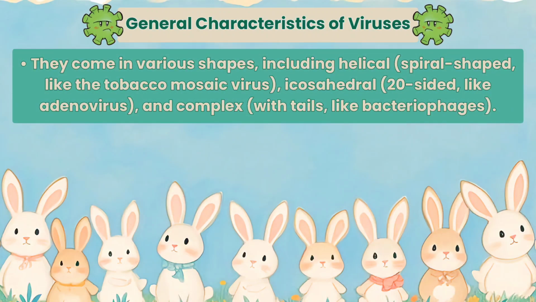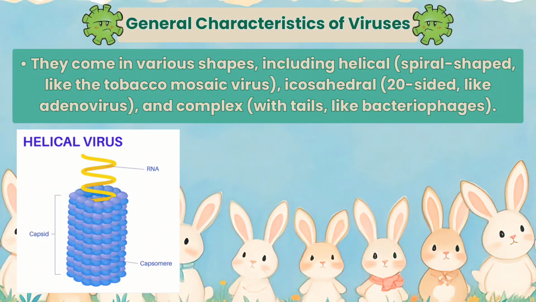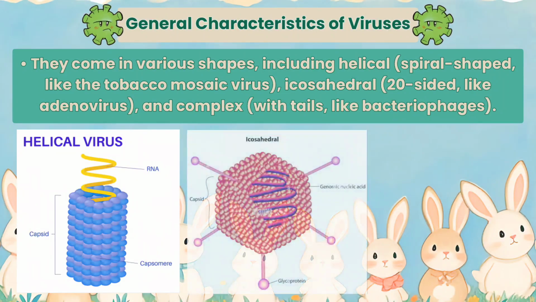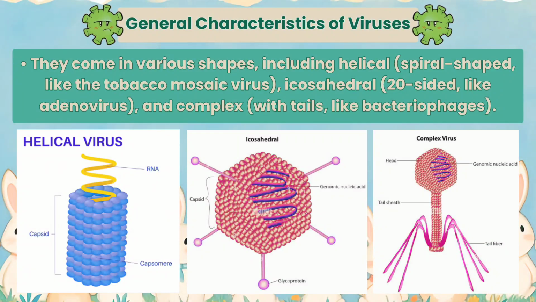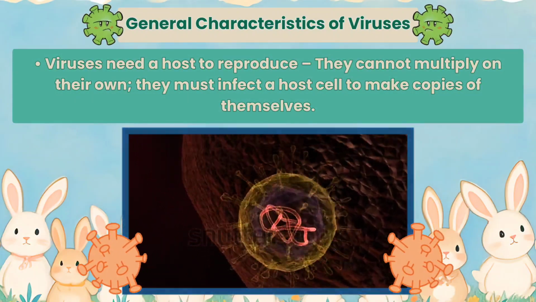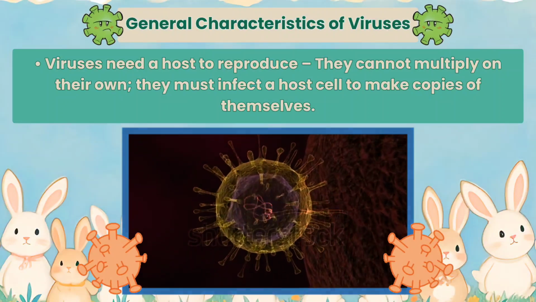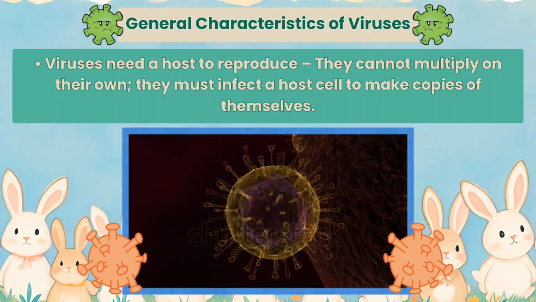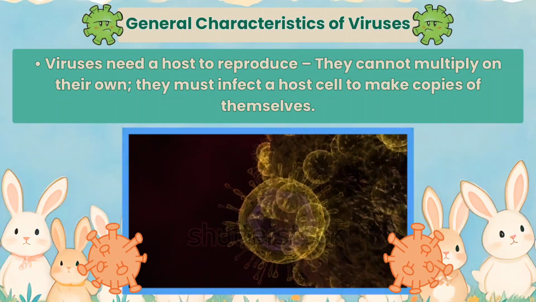They come in various shapes, including helical, a spiral shaped like the tobacco mosaic virus; icosahedral, a 20-sided shape like adenovirus; and complex with tails like bacteriophages. Viruses need a host to reproduce. They cannot multiply on their own. They must infect a host cell to make copies of themselves.